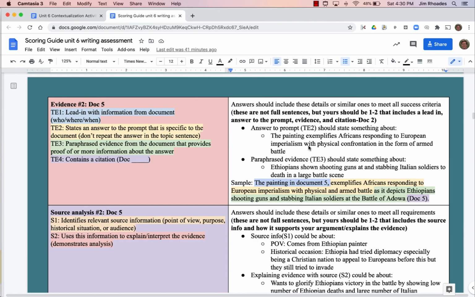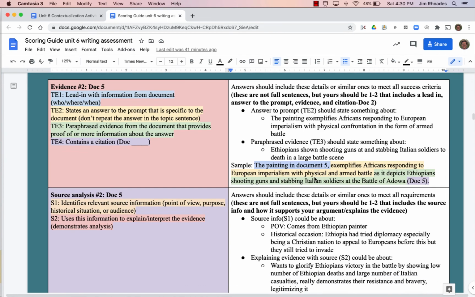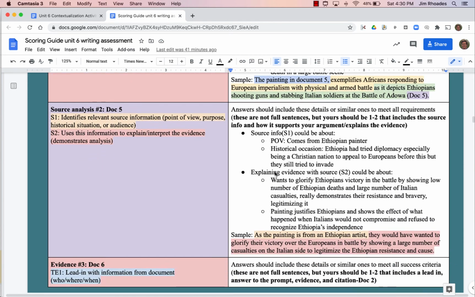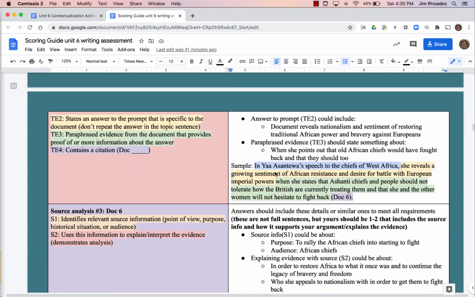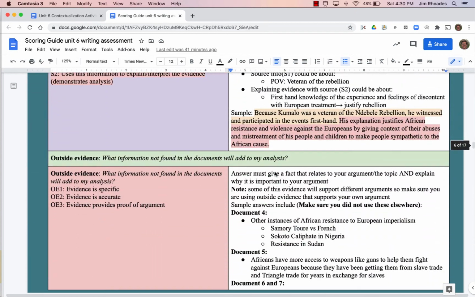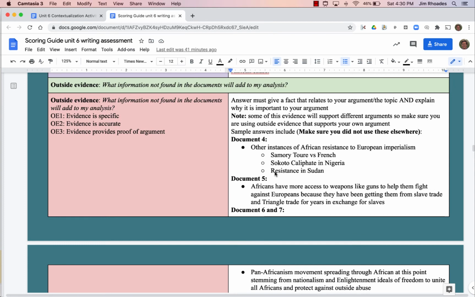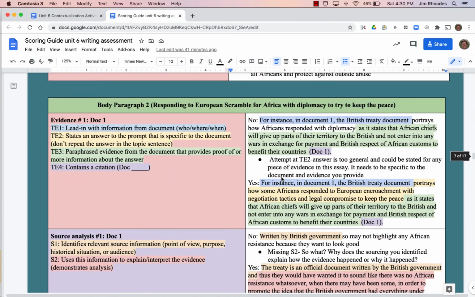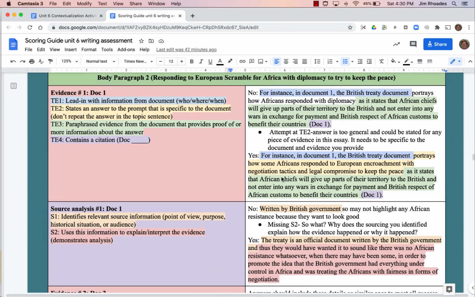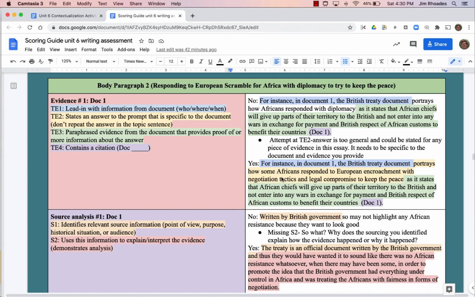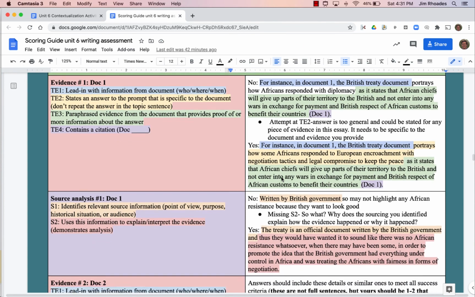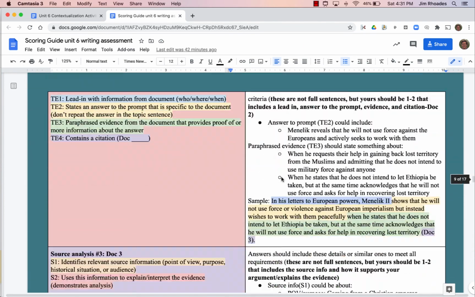So just to show you, for every document, we said 4, 5, 6, 7. Here's bullets of what should be in there with a sample for 5. Same thing for 6. Same thing for 7. There's an example of outside evidence you could use that kind of matches the documents and where it would fit in your paragraph. And then we go on and we have the same thing for the other paragraph about trying to keep peace and being diplomatic for 1, for 2, and for 3.